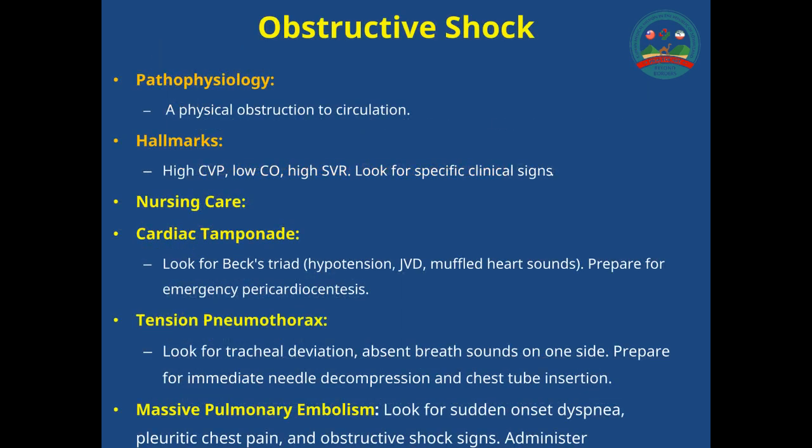Obstructive shock occurs when a physical blockage prevents normal circulation. Common causes include cardiac tamponade, tension pneumothorax, and massive pulmonary embolism. The hallmarks of obstructive shock are high CVP, low cardiac output, and high SVR. Always look for specific clinical signs based on the underlying condition.